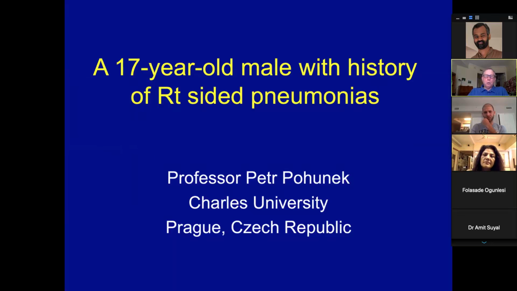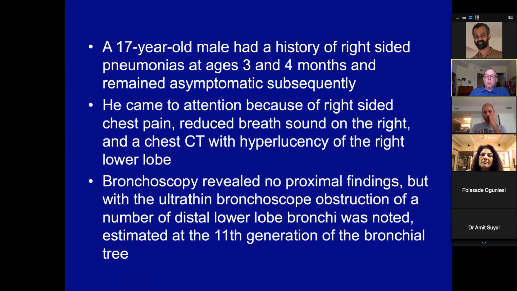And the first case was one that Peter actually presented at ERS separately from this. This was a 17-year-old male with history of right-sided pneumonia at age 3 years and 4 months, who remained asymptomatic subsequently. He came to attention because of right-sided chest pain and reduced breath sounds on the right, many years later at age 17, and a chest CT with hyperlucent right lower lobe.